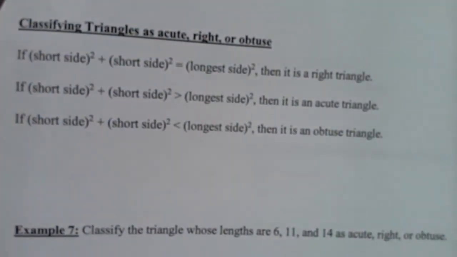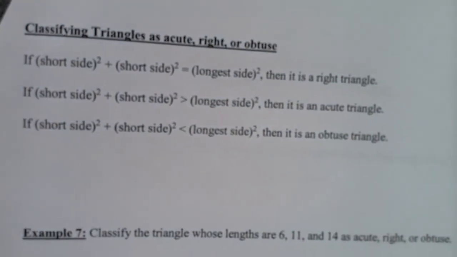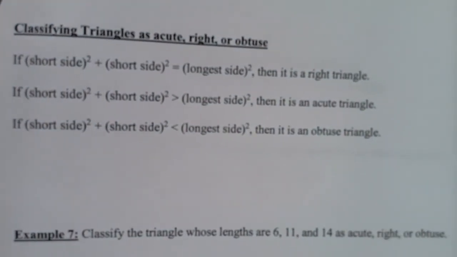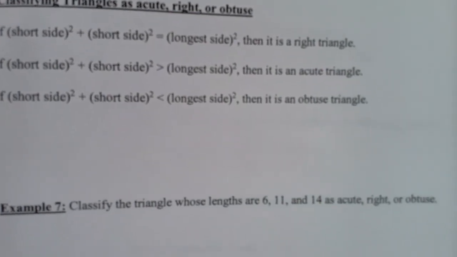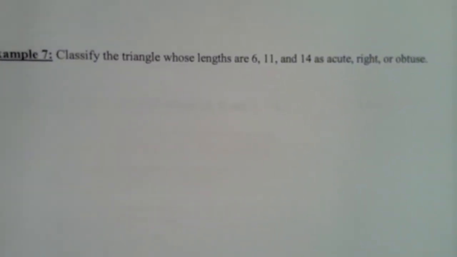That's the easy one. The next two: if a short side squared plus another short side squared is greater than the longest side squared, then it is an acute triangle. And if a short side squared plus another short side squared is less than the longest side squared, then it is an obtuse triangle.